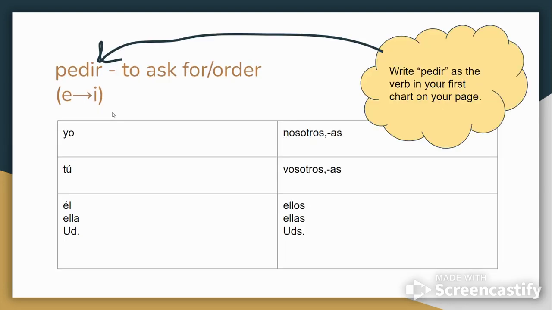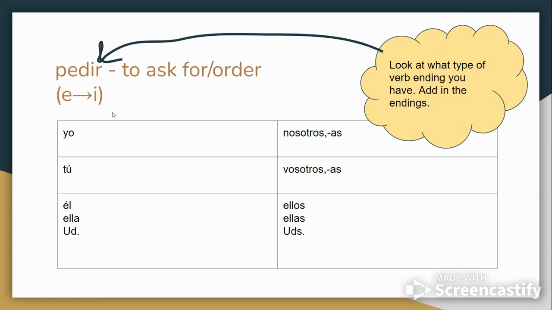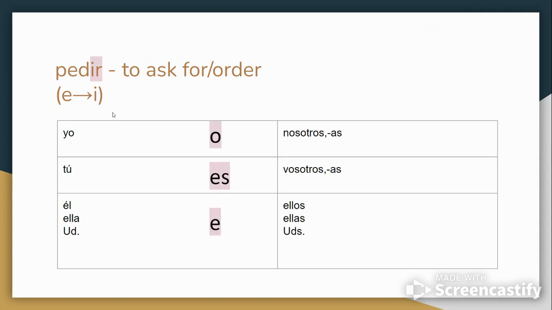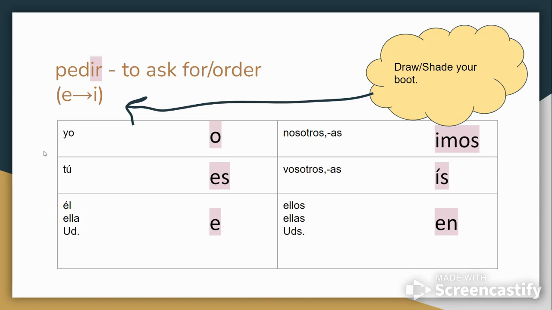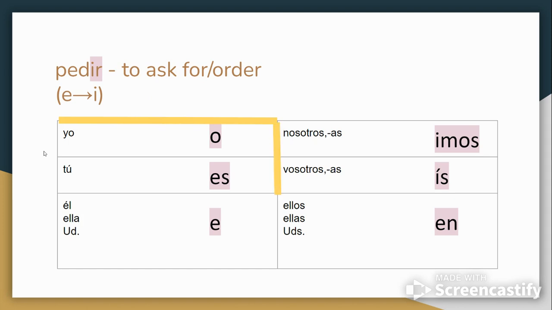For pedir, you're going to write pedir as your first verb in the chart on the page that you've received. Look at the type of ending that you've got. You've got an IR ending, so we've got o, es, e, imos, ís, en, and we're going to start out with that because we know how to conjugate those endings. We know which endings to add on for AR, ER, and IR verbs. We can see that this is a stem changing verb. It's a boot verb, so we're going to draw out our boot.